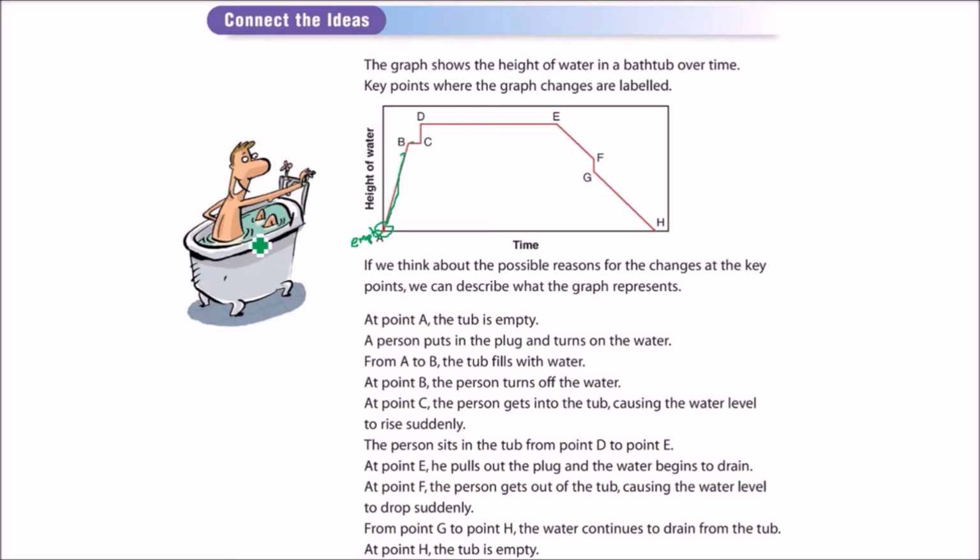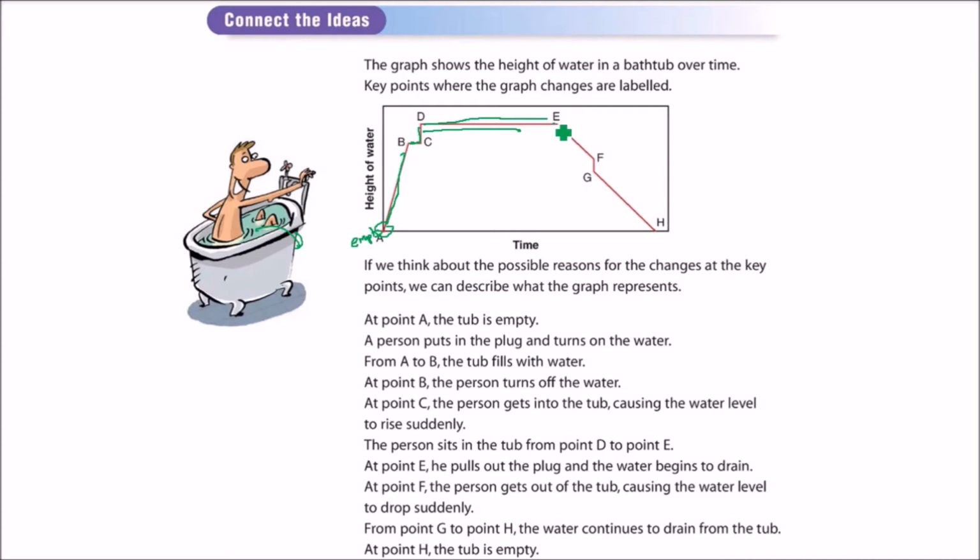At point B, the person gets into the tub now, and because of his body mass, the volume of the water will again increase. So there is a sudden increase in the water level. Now the person sits in the tub from point D to E, so the water remains the same. We are just assuming that water is not spilling out.